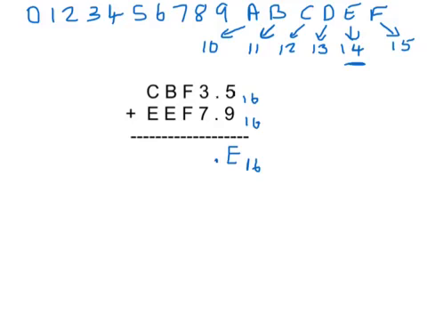For the next addition we have 7 plus 3. Well, 7 plus 3 is 10, and if we look up here again, 10 as a decimal number is a digit in hexadecimal, and it's the digit A. So we write down A.